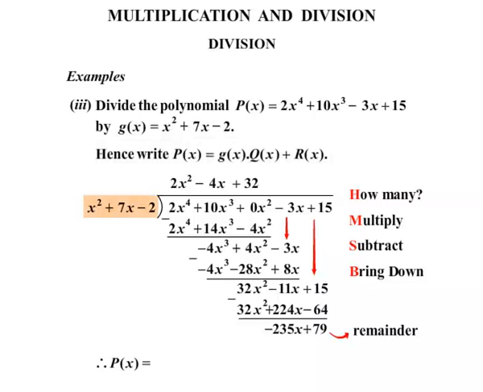So p of x equals, now that was g of x. This we refer to as the quotient after doing that division. So that's q of x. So we're going to write x squared plus 7x minus 2, the g of x, multiplied by the q of x, the quotient, which is 2x squared minus 4x plus 32. And then that is the remainder. So we're going to write minus 235x plus 79. So that last thing, that remainder, is that r of x.